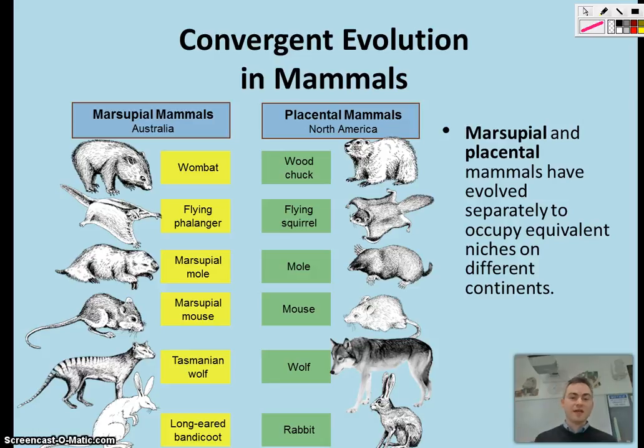We kind of find analogues. They are similar to one another. The wombat and the woodchuck, whatever a woodchuck does, they are both similar to one another, but they have evolved from quite different ancestral organisms.